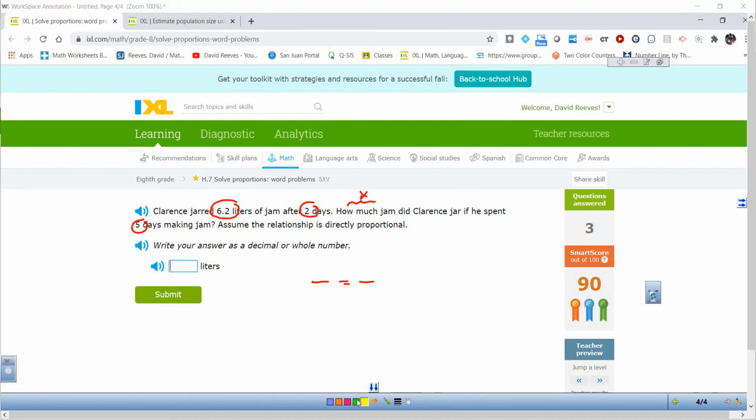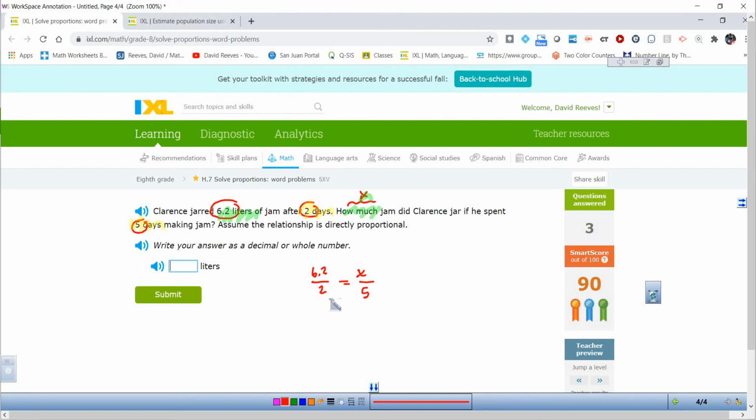Now I'm going to do my color coding deal. I've got 6.2 liters. And I've got how much? This is how much liters, right? I've got 2 days here, and I've got 5 days here. Obviously, guys, you don't have to color code. It just helps me to see how to organize it. So I've got 6.2 liters in 2 days. I'm going to have X liters in 5 days.